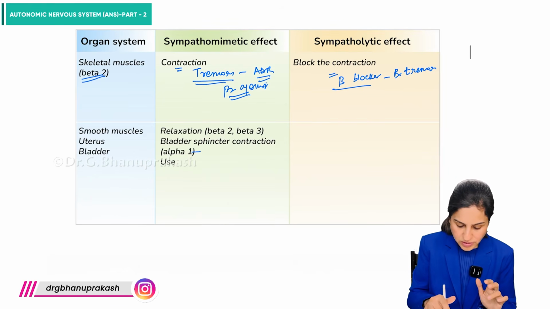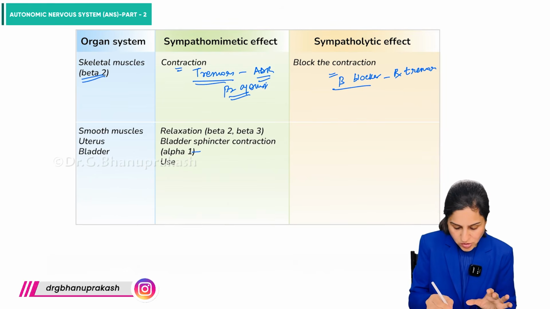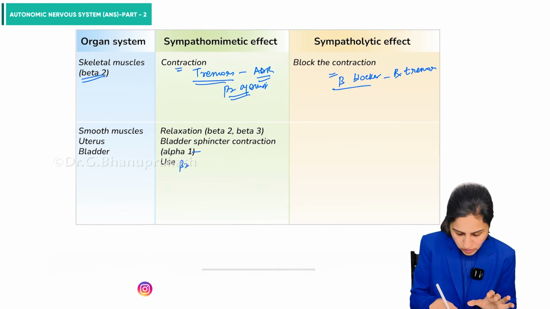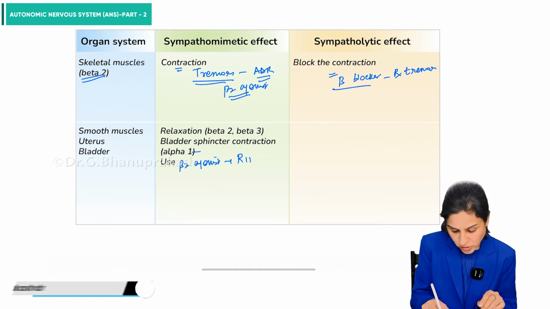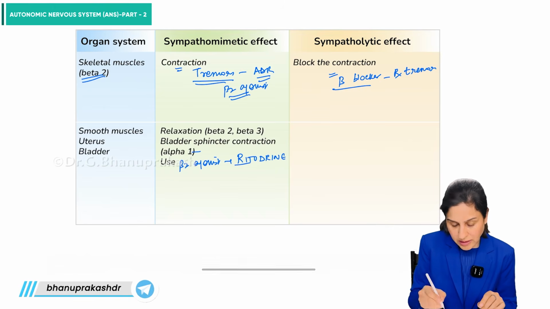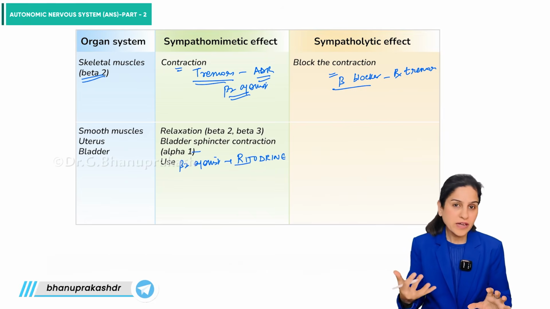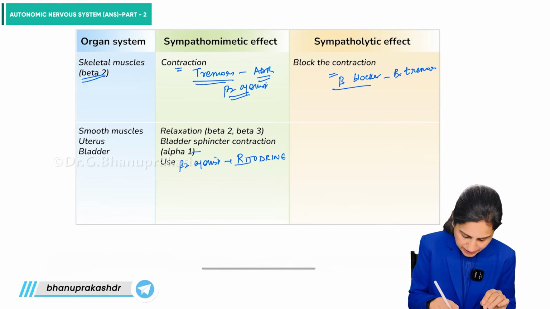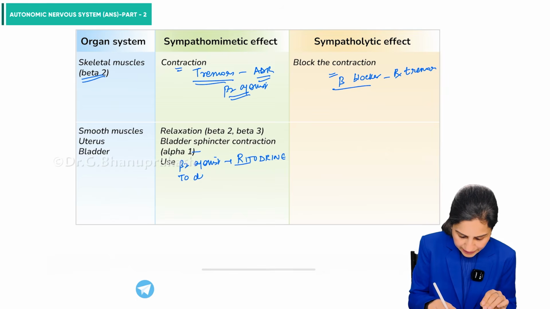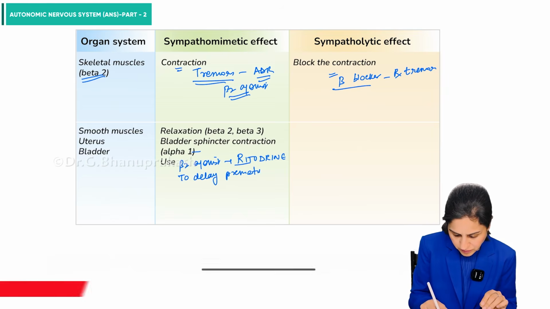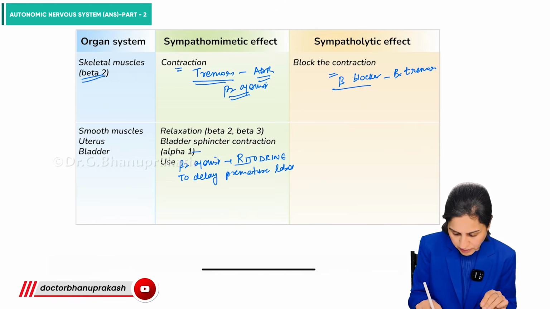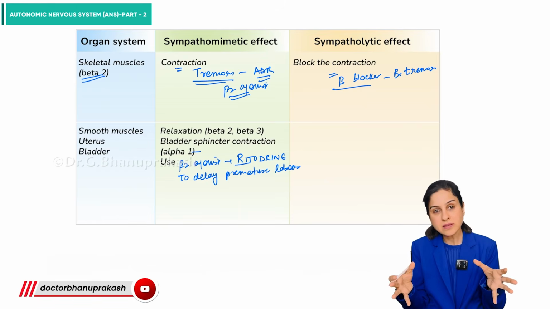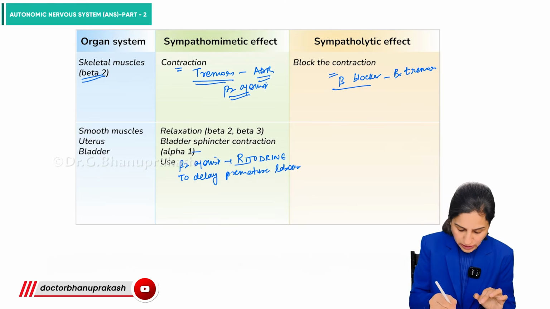So first let's do the sympathomimetic effect. So we have beta 2 agonists like ritodrine. So this drug especially, not very common, but yes, it can be used in case of to delay premature labor. Because it will relax the uterine muscle. So to delay the premature labor.